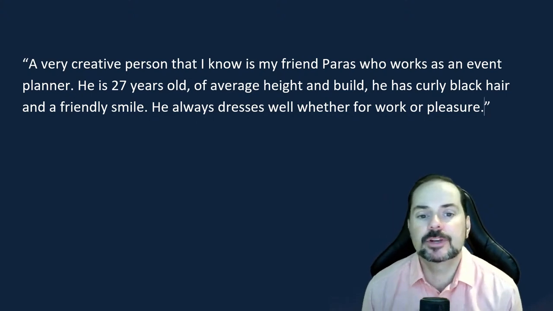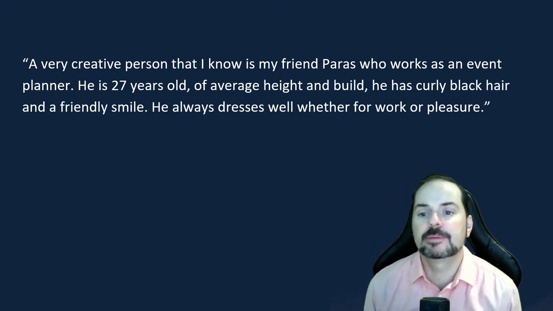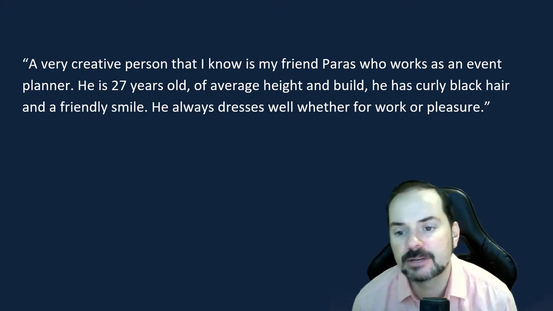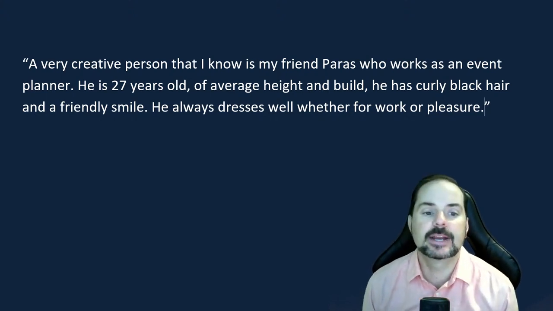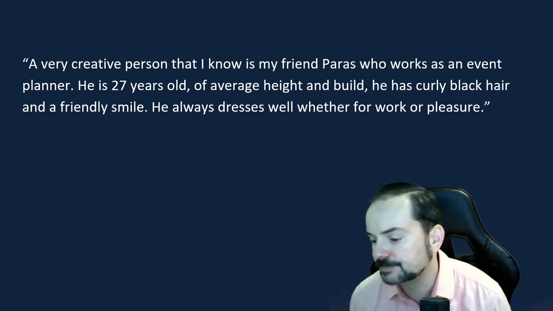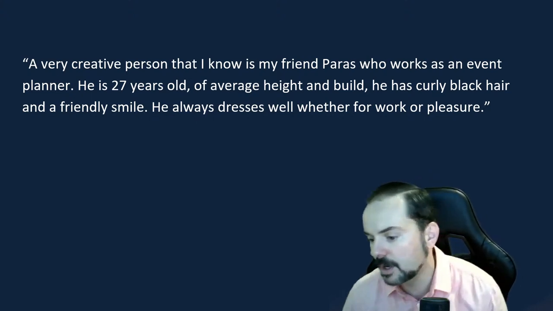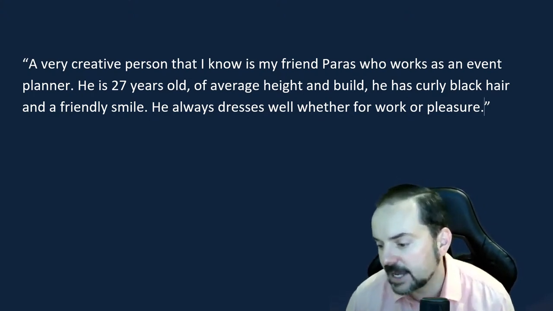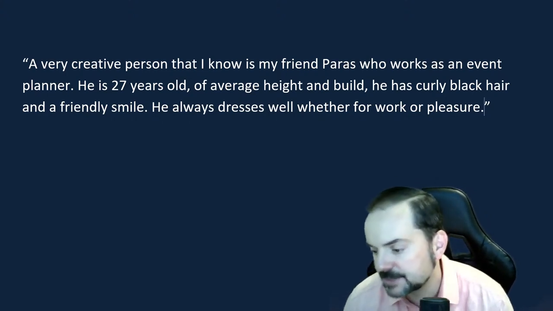So a very creative person that I know is my friend Paras, who works as an event planner. He is 27 years old, of average height and build. He has curly black hair and a friendly smile. He always dresses well, whether for work or pleasure. Okay, Rajveer writes, he is 27 years old, 5'6", with medium build, has curly black hair and a big friendly smile on his face.